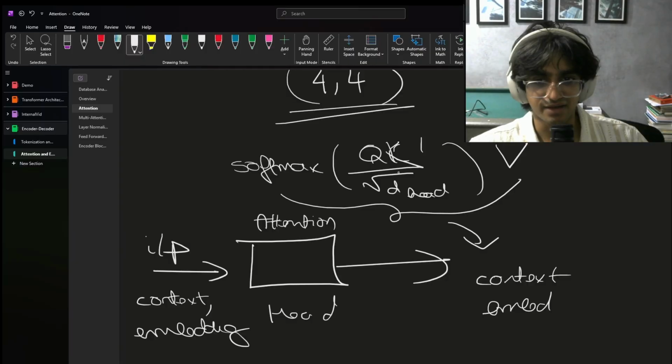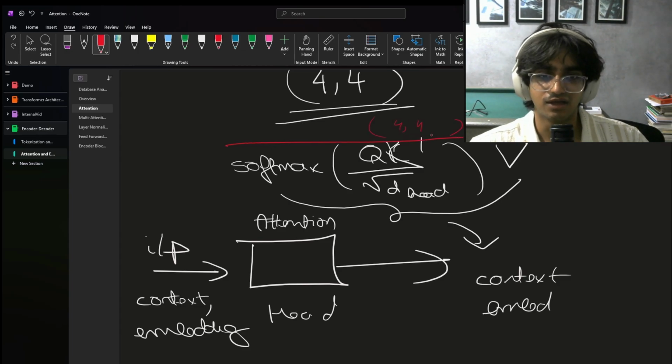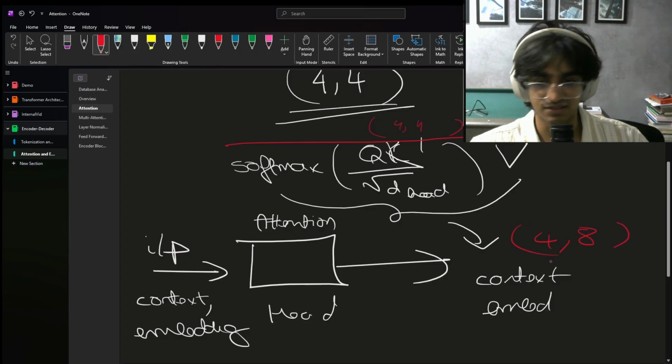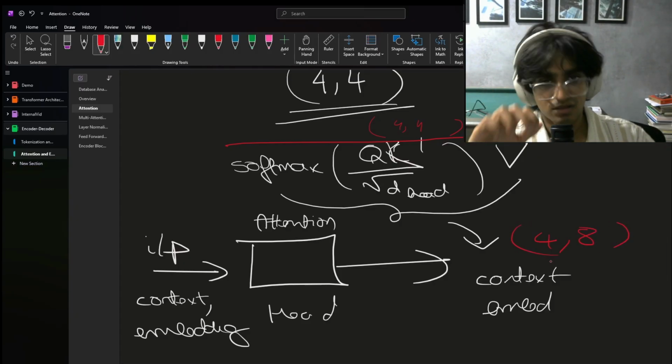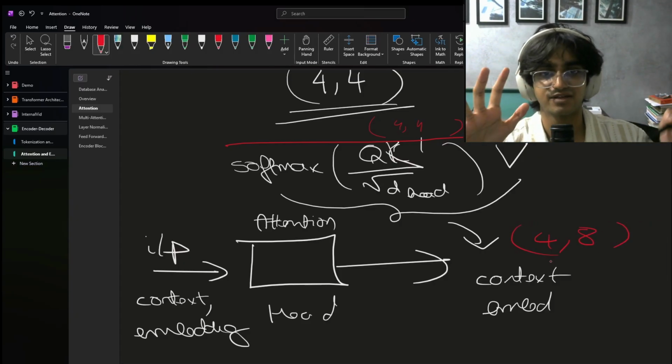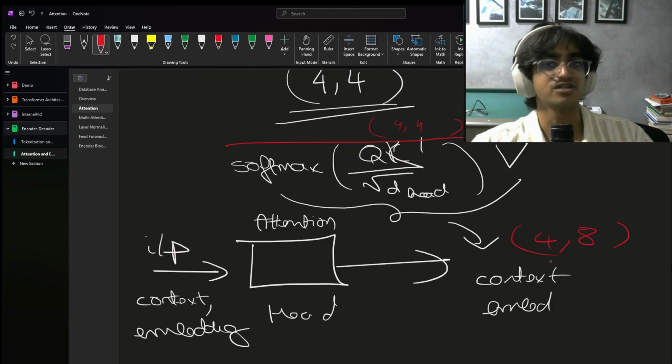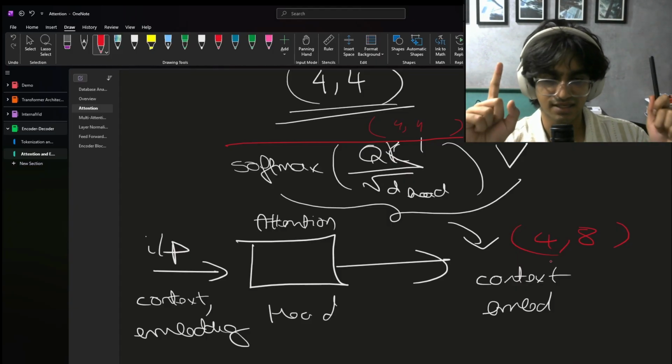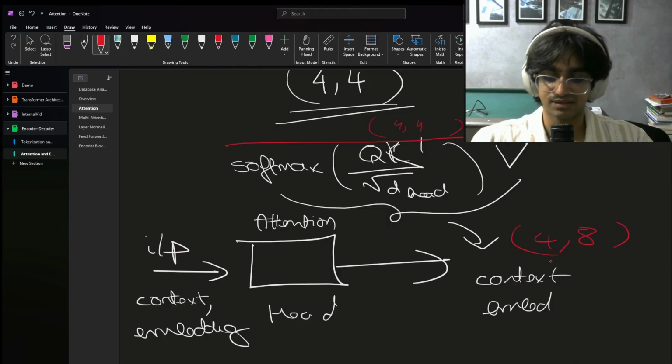And here we can verify it because we know that this part right here is 4 cross 4, and we know this is 4 cross 8. If we do the matrix multiplication, we ultimately end up with 4 cross 8, which was the same shape as our input. So this whole process, this weighted average and everything, is just attention. Now let's get into the code behind this.